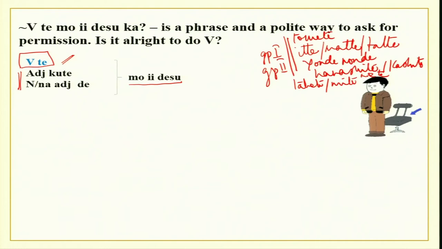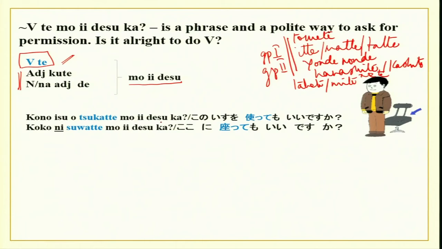Kono isu o tsukatte mo ii desu ka? So verb in te form plus mo ii desu ka? Is it all right if I use this isu? Kono isu ni, there's another one over here. Kono isu ni suwatte mo ii desu ka? Is it all right if I sit over here? So you will see that there is a ni. So generally what the mistake we all do, we use naka. Kono isu no naka ni.